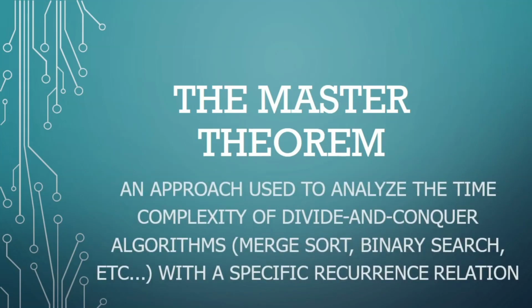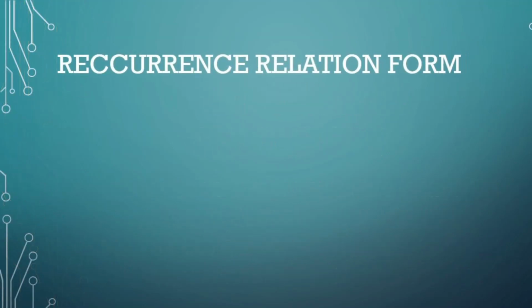The master theorem is an approach which we use to analyze time complexities of different algorithms, specifically the divide and conquer algorithms. Examples of divide and conquer algorithms include merge sort, binary search, and many others out there. And to use this master theorem, we start off with a specific recurrence relation. We obtain these recurrence relations from the problem statement, and we'll be looking at examples in this video, so stay tuned.